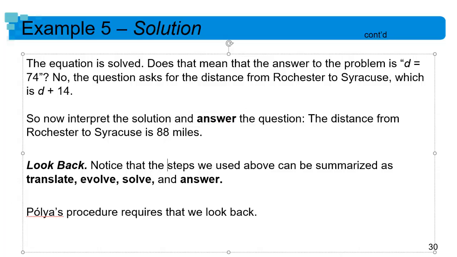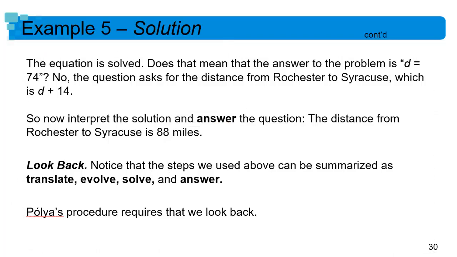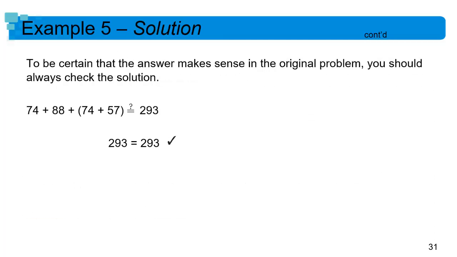The look back step is just to plug everything in and make sure that it all adds up to what it's supposed to add to. So if you use all the relationships, you get 74 here, 88 here. You know this one was 57 more, so that's 74 plus 57. And if you add all those together, it should equal 293, and they do. So check. We didn't make any mistakes, and we know that that's our answer.